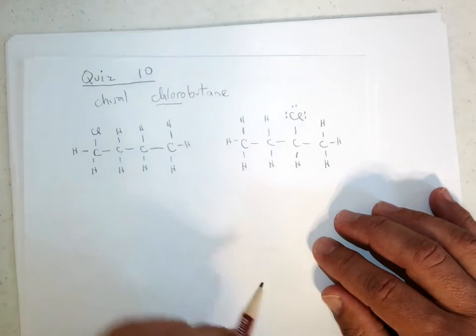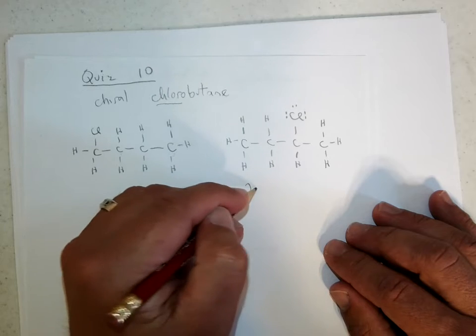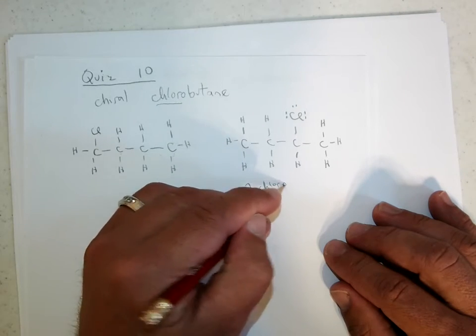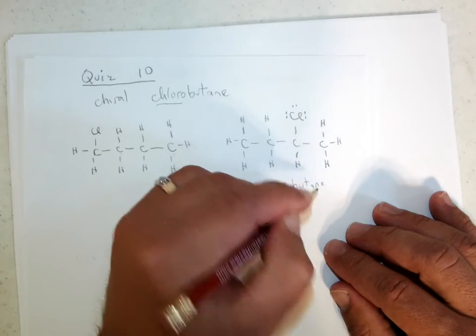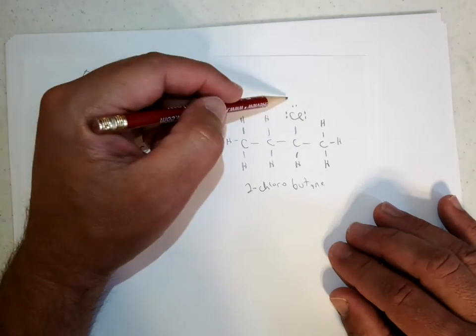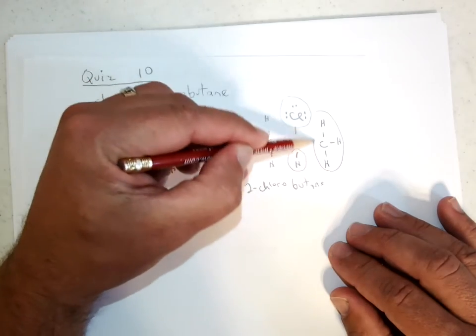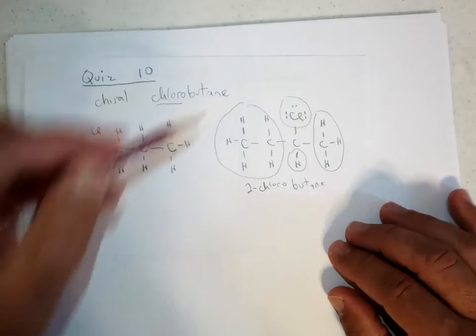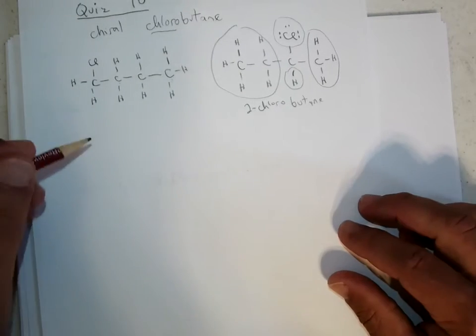So here we go with chlorine on the second carbon, so 2-chlorobutane. And now we can see the chlorine, the hydrogen, a methyl, and an ethyl are the 4 different groups. So ta-da, now we have a chiral chlorobutane, and then we're asked to draw the R isomer.